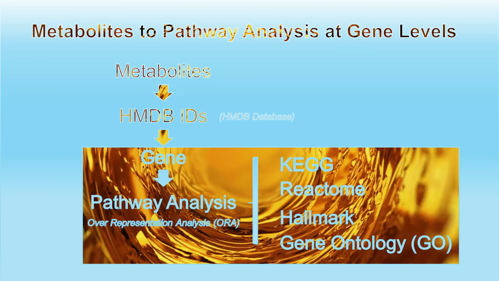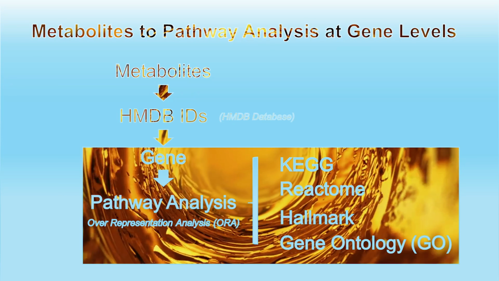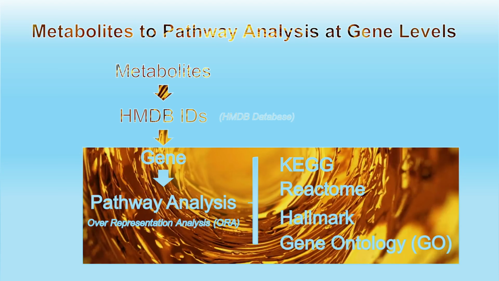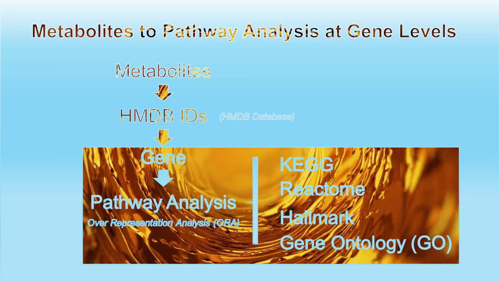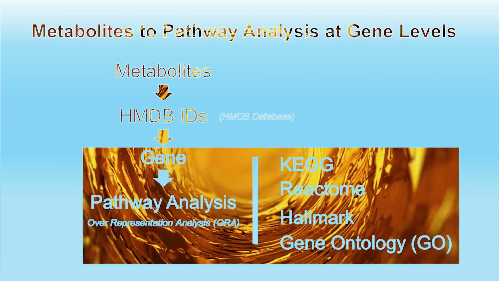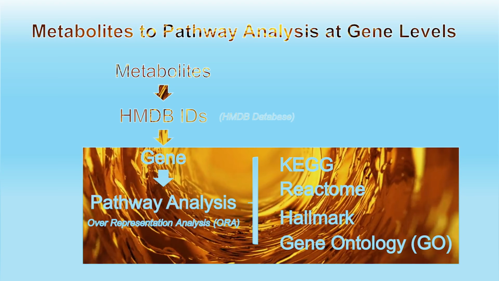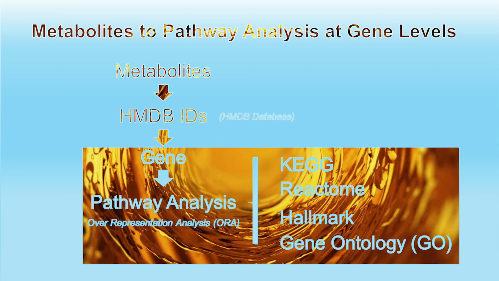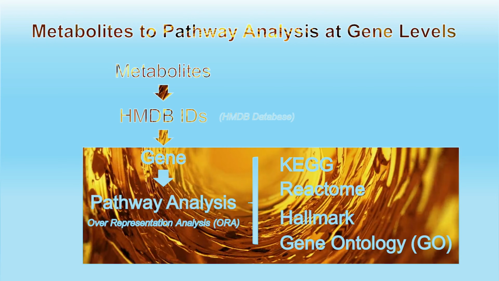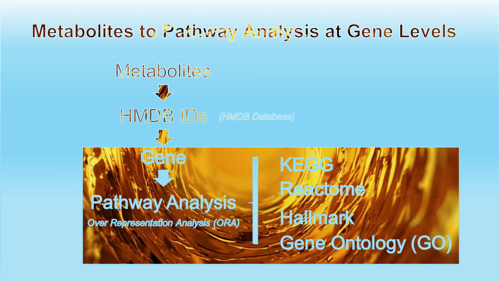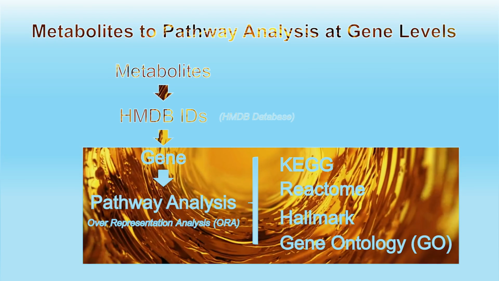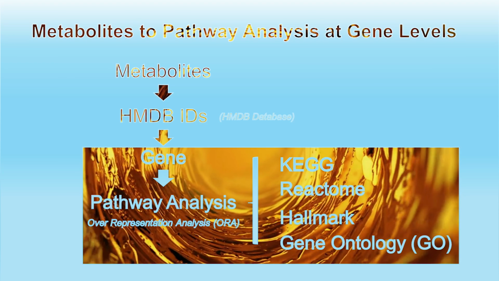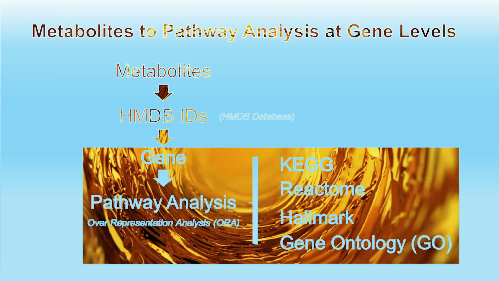This is part 3 of our 3 video series on metabolite to pathway analysis. In the previous videos, I showed you how to convert metabolite names into HMDB IDs and then how to map HMDB IDs to genes. And in today's video, I am going to cover a very critical step: how to perform pathway analysis from genes using overrepresentation analysis, or namely ORA, in R.